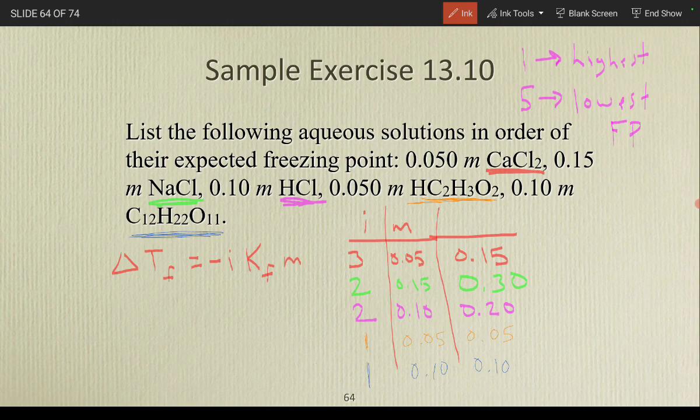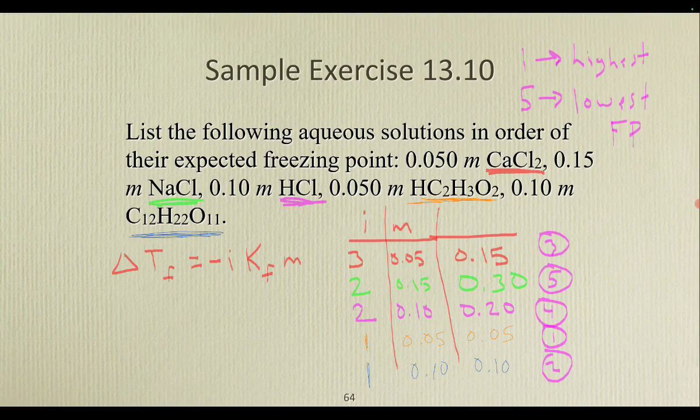So I'll do FP. We can rank these based on that, and what we're going to see is sodium chloride is going to be the lowest, just because we've got the most particles times the molality. So we just get the biggest value, meaning that we're going to see the biggest change in that freezing point. And since it's going down, that means it's going to be the lowest freezing point. Then we'll have the hydrochloric acid being the next highest, calcium chloride following that, the C12H22O11, and then finally just the acetic acid as the highest one there.